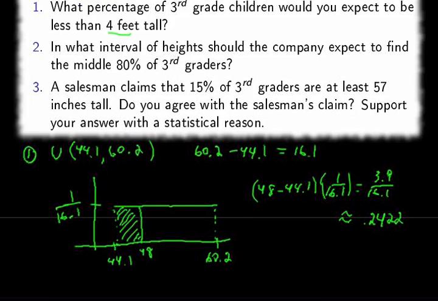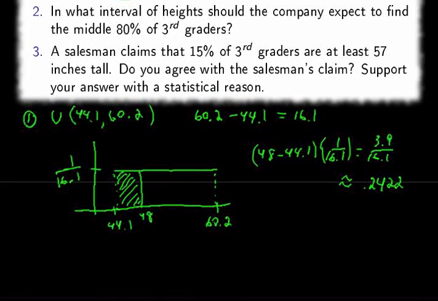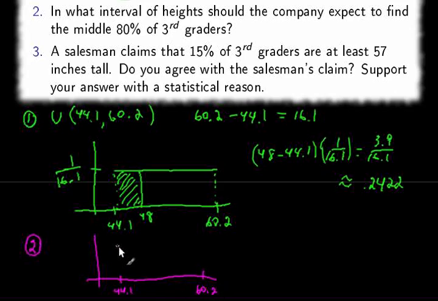Number 2. In what interval of heights should the company expect to find the middle 80% of third graders? Okay, so the middle 80%, we have still the same graph, so I'll draw it one more time here. The graph goes from, again, 44.1 to 60.2 at a height of 1 over 16.1.